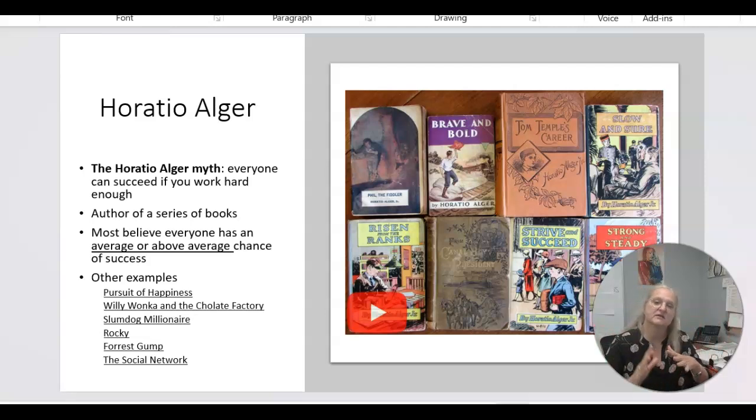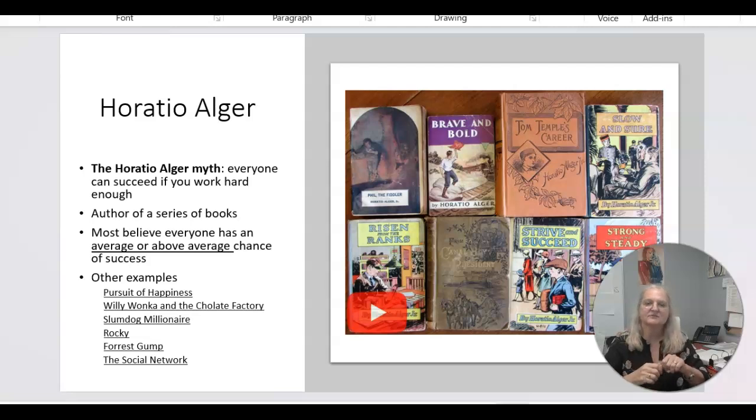So this myth says, what is it? Most people believe everyone has an above average chance of success. This reminds me of a PBS story. Anyway, above average chance of success, which is impossible because average is based on, yeah.